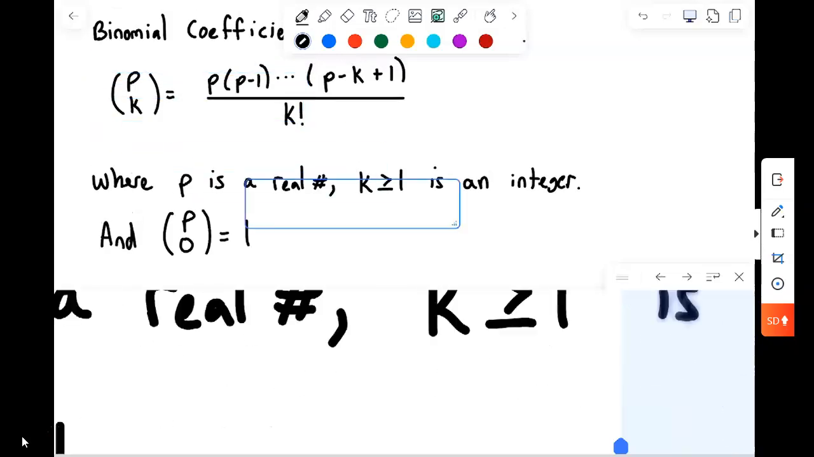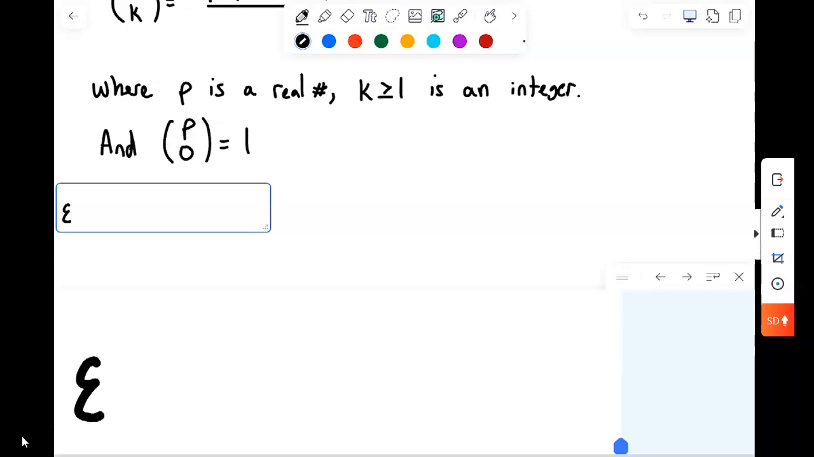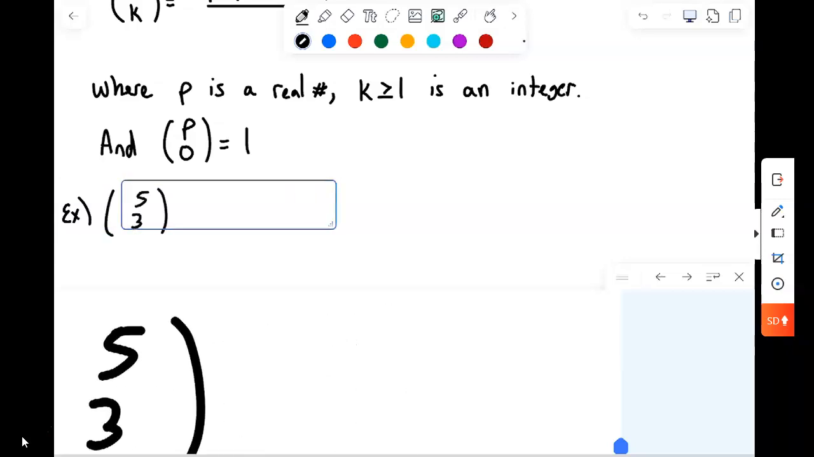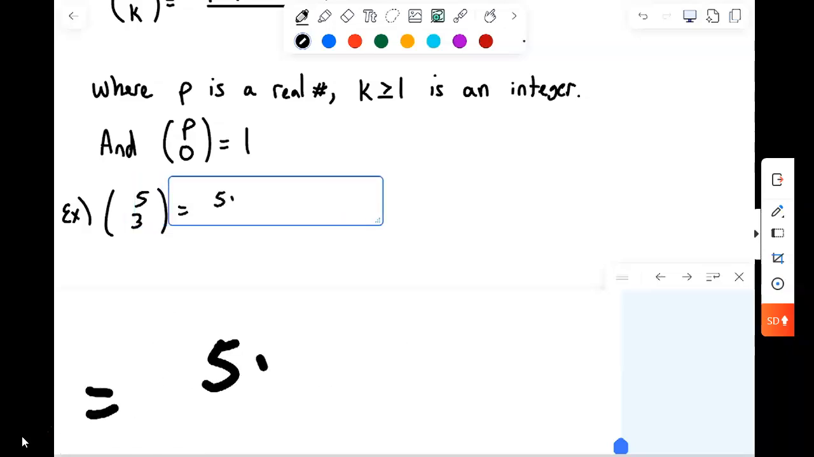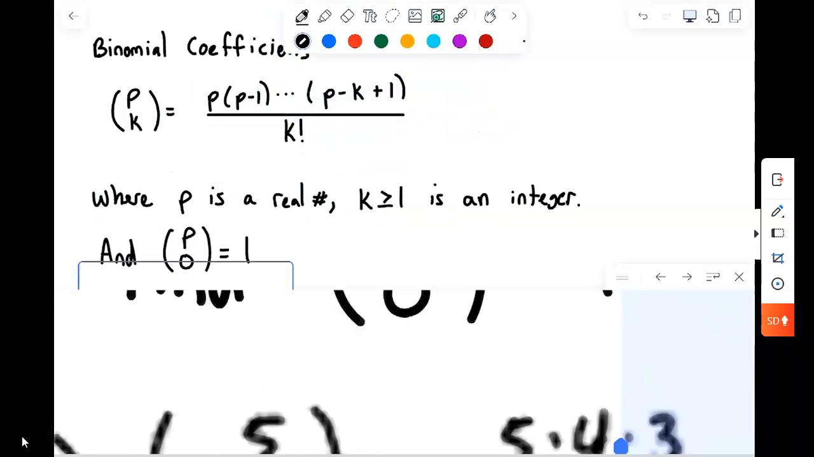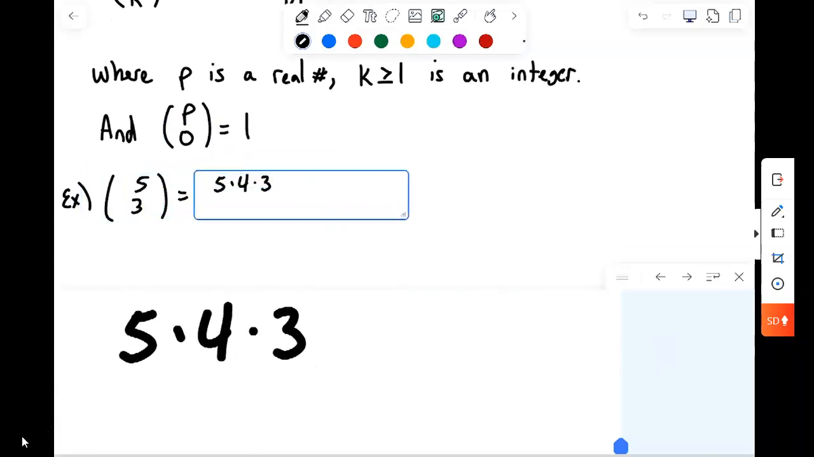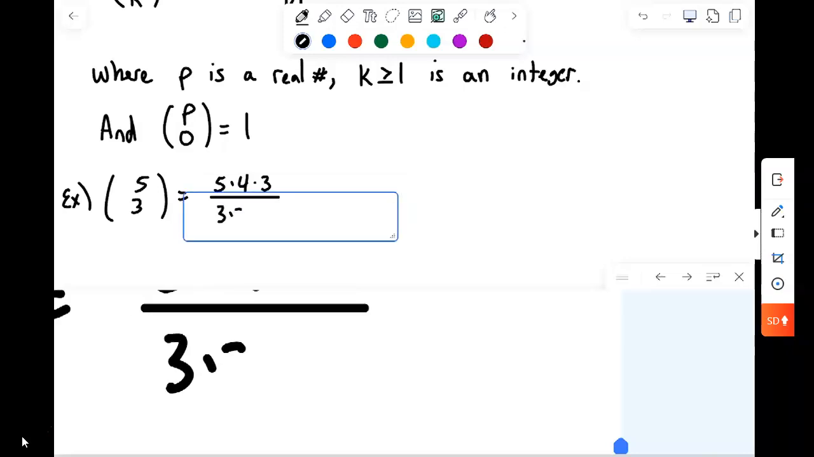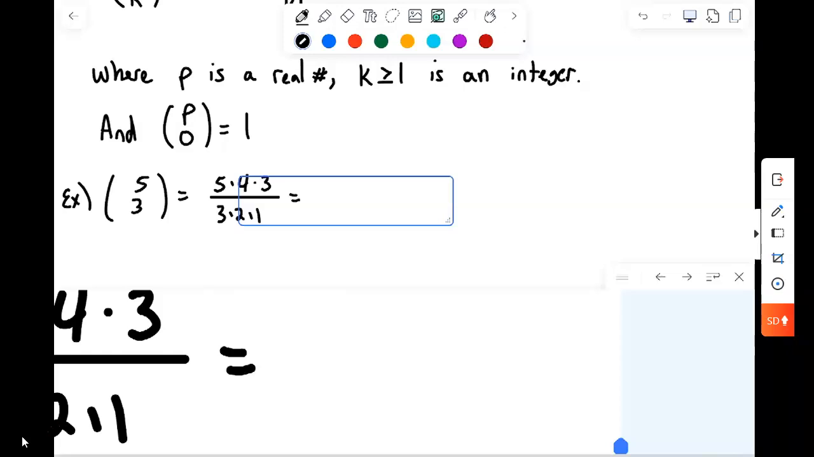Maybe you've seen this before, but we're going to be using it initially with integer values, like 5 choose 3. That would be 5 times 4 times 3. Remember, it's 1 more than p minus k, so 1 more than 5 minus 3. And that's all over 3 factorial, which is 3 times 2 times 1. Simplify this, and we get that 5 choose 3 is 10.